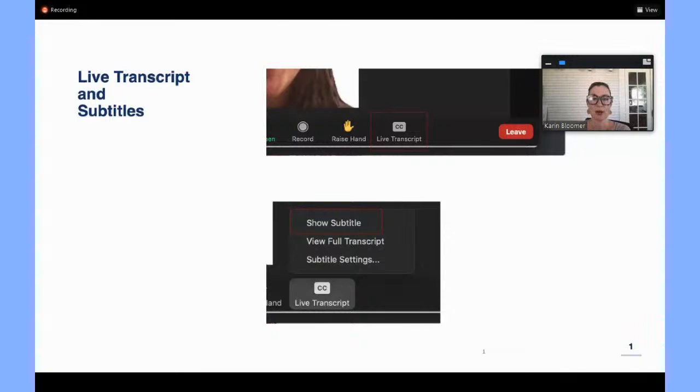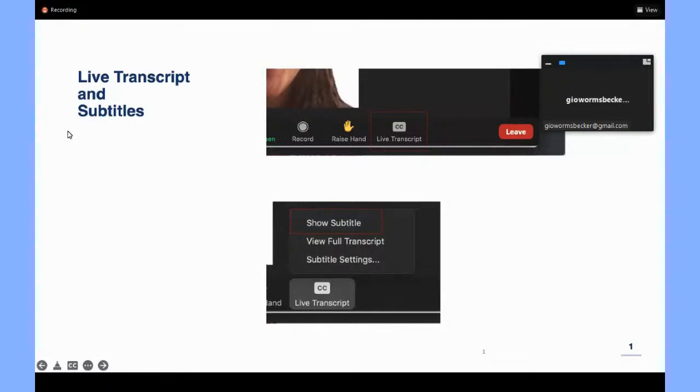To explain language interpretation, I will now turn things over to our interpreter to describe how you can listen to this meeting in English, Spanish, or Mandarin. Good morning, everyone, and welcome to this meeting. I, Giovanna Wormsbecker, and Diana Orozco will be your Spanish interpreters today. In order to provide language access, this meeting will have simultaneous bidirectional interpretation from English to Spanish and Mandarin.